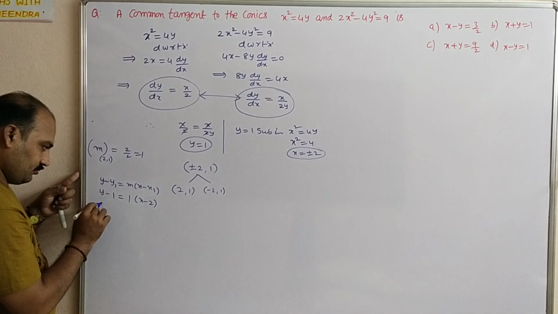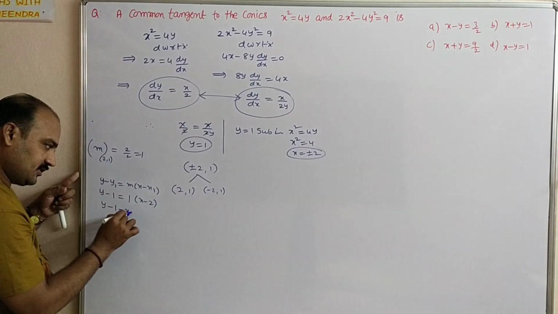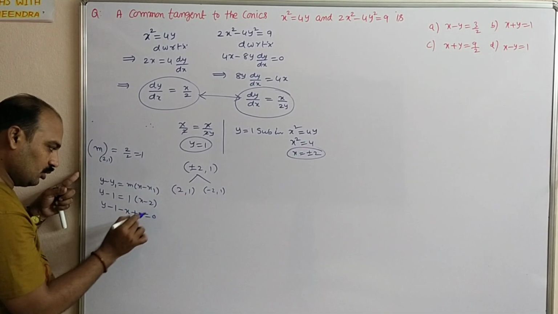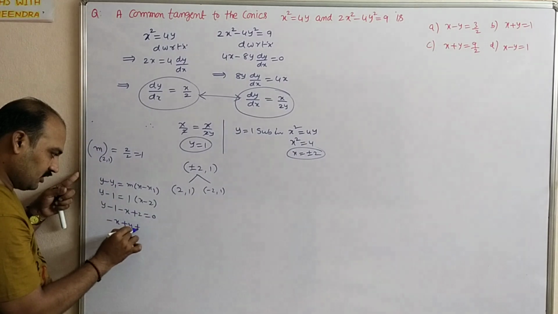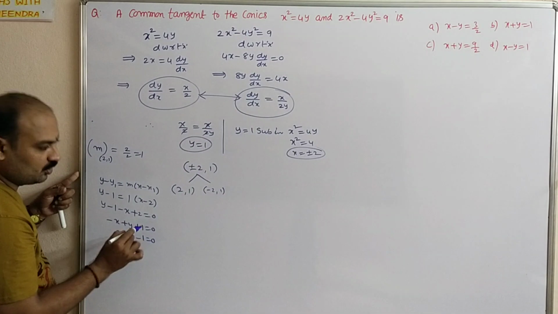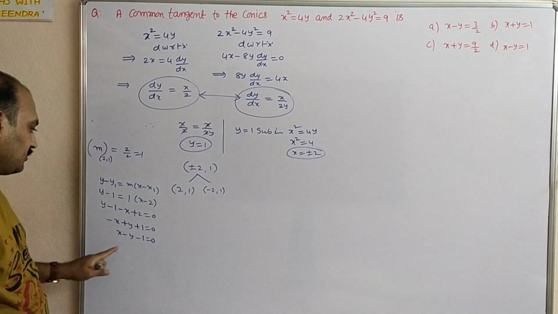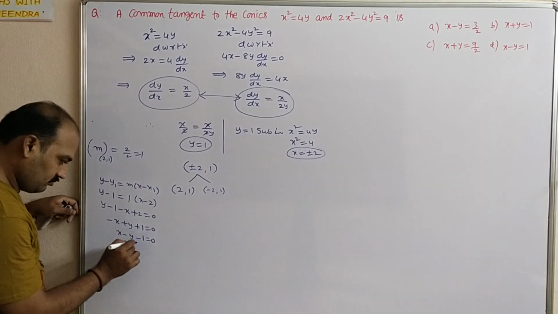So y minus 1 minus x plus 2 equal to 0, minus x plus y plus 1 equal to 0. So x minus y minus 1 equal to 0. It is not there in the options. x minus y equal to 1 is there.